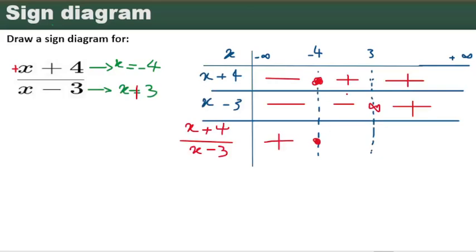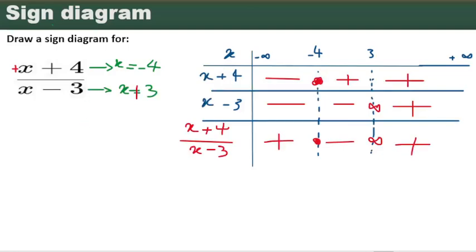Now I go to the interval between negative 4 and 3, where the numerator would be positive and the denominator would be negative. Positive negative gives me negative. At x equals 3, the denominator would be 0, which makes this expression undefined. And for larger than 3, both of them are positive, so it gives me positive.